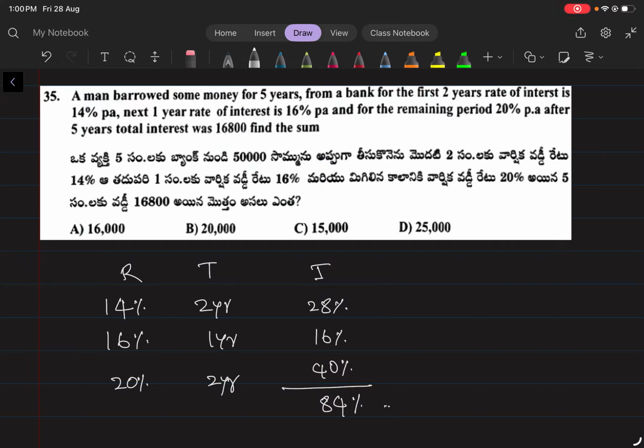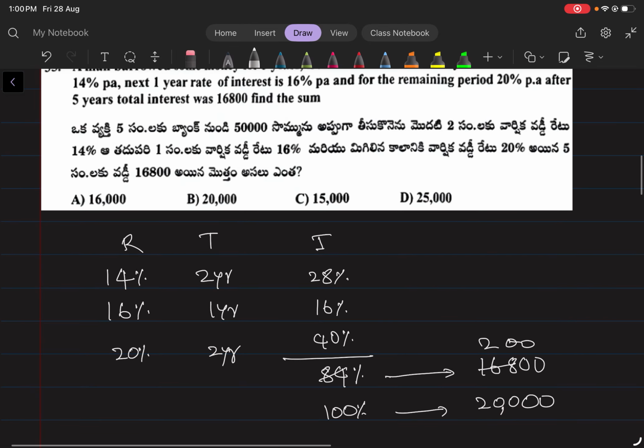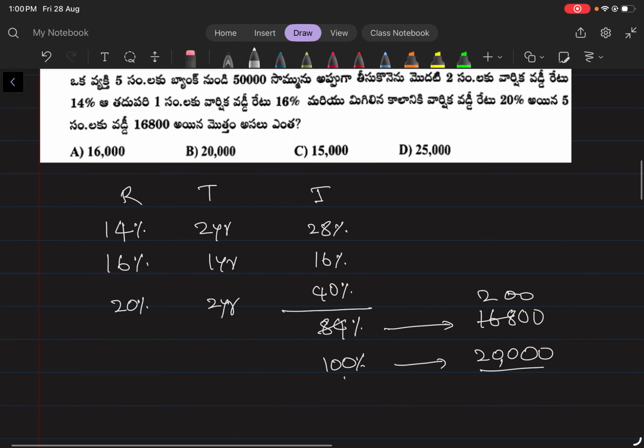84% is how much? 84% is 16,800. Then the actual amount is 100%. The 100% is how much? So simply, how do we calculate this? Cancel the 2 times and 200 and 2 more 0s, we get 20,000. 20,000 is the actual amount. The principal amount is 100%. So that is 20,000. Understood?